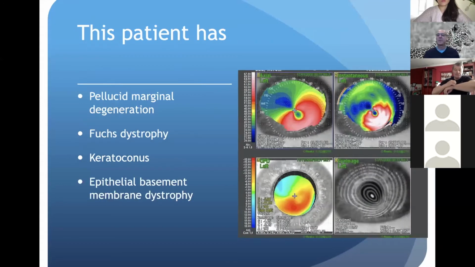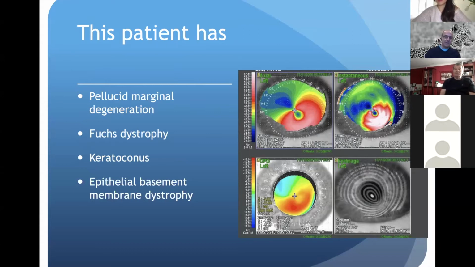And the third one, this is for those people that are into pattern recognition. This patient has A, pellucid marginal degeneration, B, Fuchs dystrophy, C, keratoconus, or D, epithelial basement membrane dystrophy.